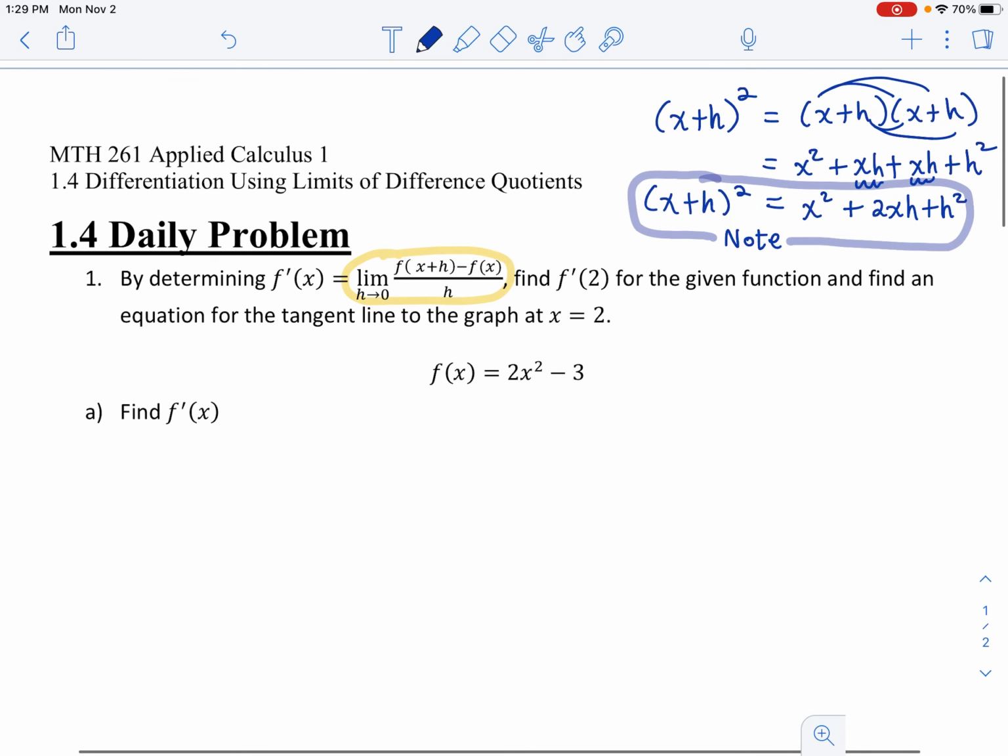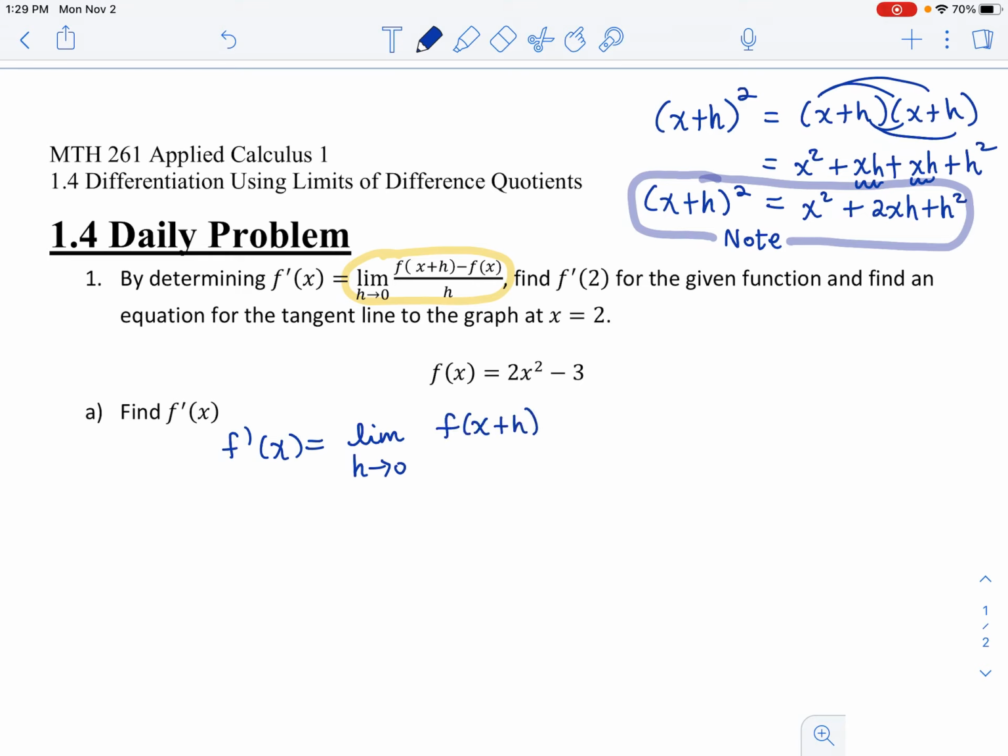So let's go ahead and jump into this problem. They want you to find f prime of x using this limit definition. So write that definition first. Say that f prime of x is equal to the limit as h approaches 0 of this difference quotient. And the difference quotient is f of x plus h minus f of x, and we're going to divide that by h.